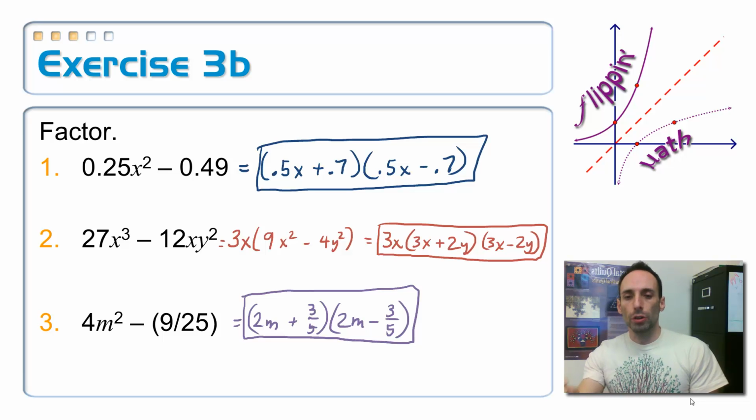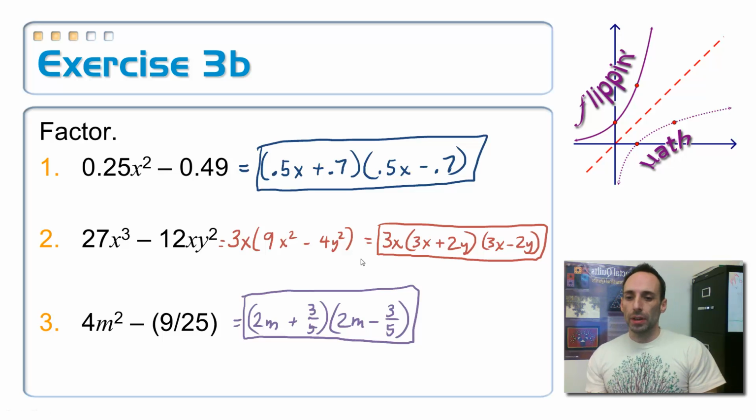And when you pull it out, you're left with a quotient of 9x squared minus 4y squared. And that's a difference of two squares. So then you can factor it as 3x plus 2y and 3x minus 2y. And don't forget to keep your 3x as one of the factors.